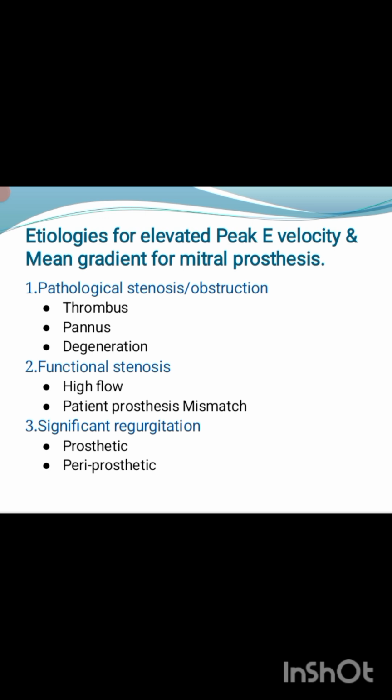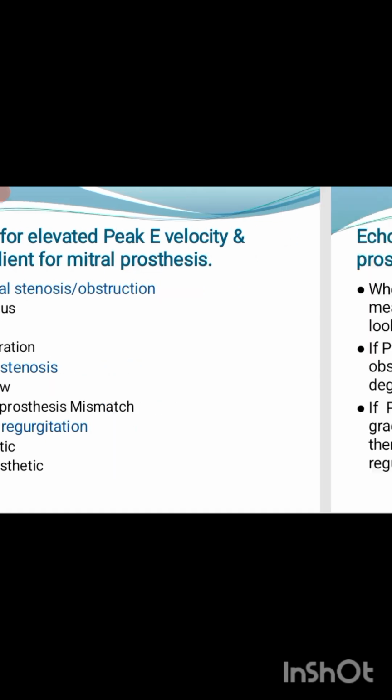Etiologies for elevated peak E velocity and mean gradients for a mitral prosthesis. Pathological stenosis or obstruction is due to thrombus, vegetation, and degeneration. Functional stenosis is due to high flow and patient prosthesis mismatch. The third is significant regurgitation, prosthetic or periprosthetic, paravalvular or valvular.